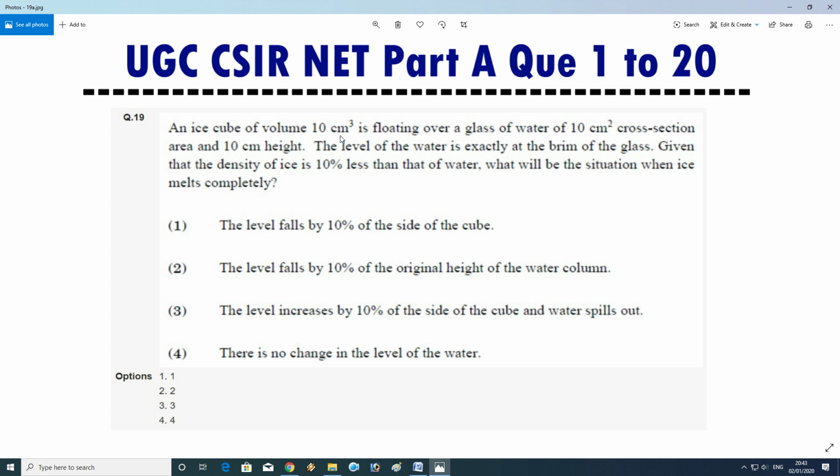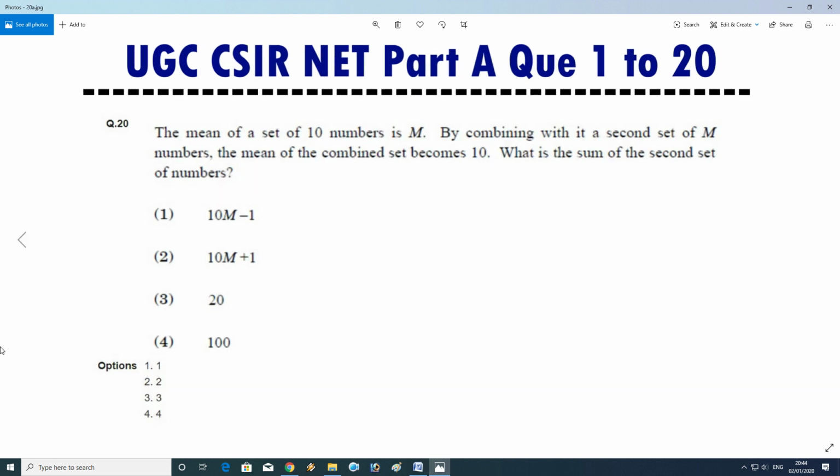Question 19: An ice cube of volume 10 cubic centimeters is floating over a glass of water. You can say this was one big question. The level of water is exactly at the brim of the glass. Given that the density of ice is 10% less than water, what will be the situation when the ice melts completely? So, the answer was D, there is no change in the level of water.